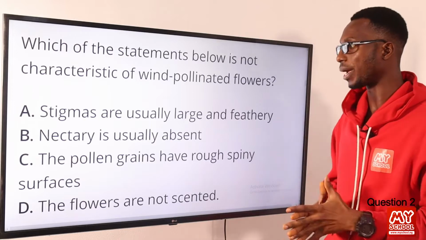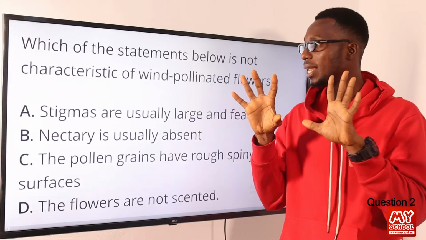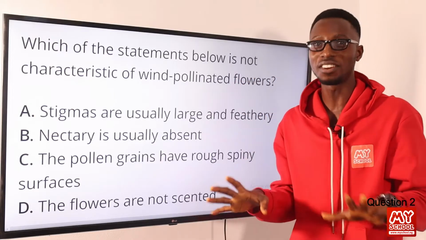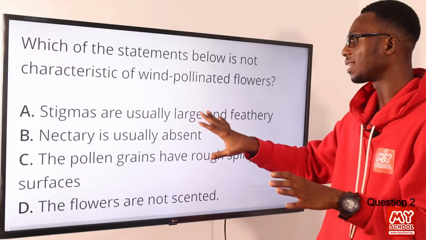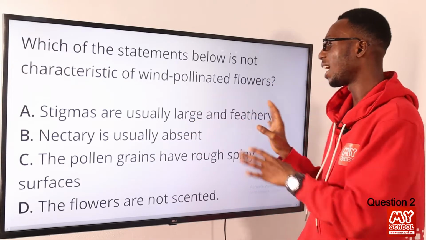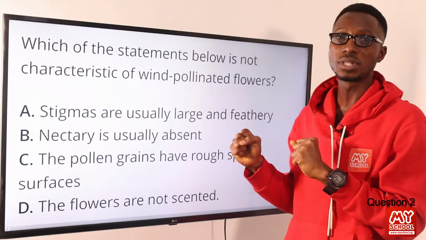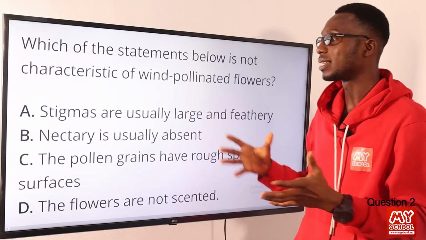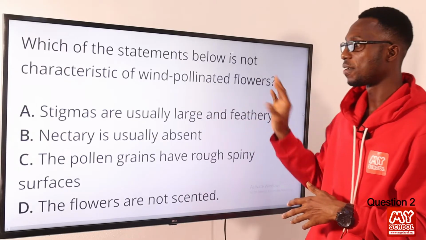This is very correct. They are also exposed so that they can catch the pollen grains as they float in air. So stigmas are usually large. They have a large surface area and they are feathery. This is just for them to be able to catch the floating, wind dispersed pollen grains. So option A is a characteristic of wind pollinated flowers.